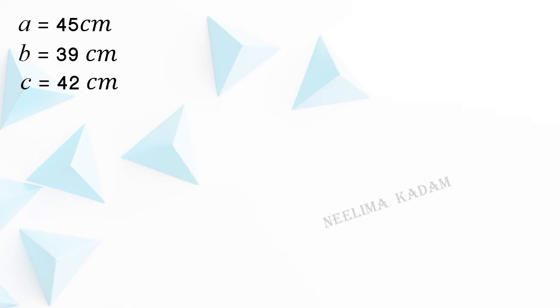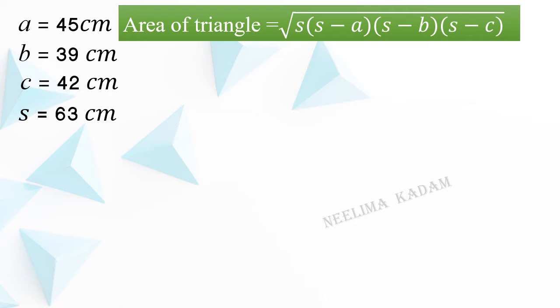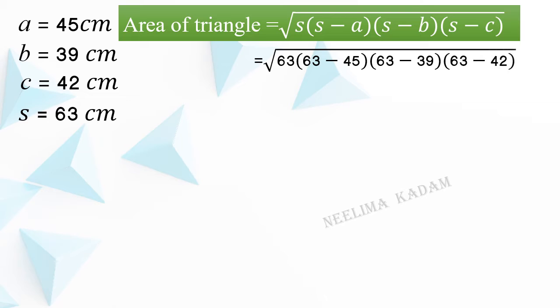Now, A is equal to 45 centimeter, B is equal to 39 centimeter, and C is equal to 42 centimeter. S, we have calculated, it is 63 centimeter. Okay. Now, using Heron's formula, area of triangle is equal to under root S into S minus A into S minus B into S minus C. Okay. Putting the values of S and A, B, C accordingly, it will be under root 63 into 63 minus 45 into 63 minus 39 into 63 minus 42.